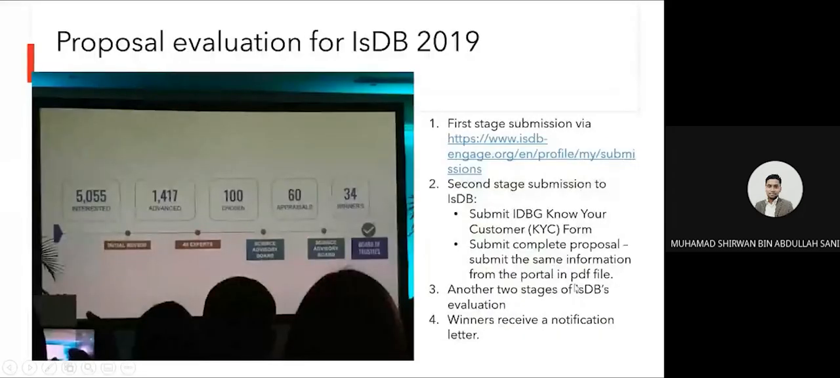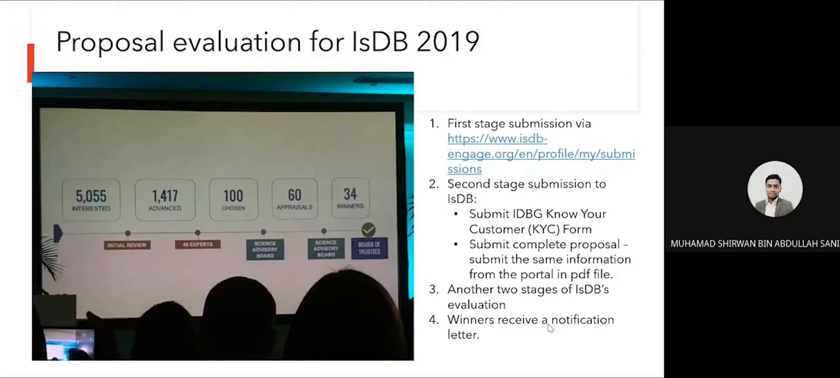Okay, and then if you are lucky, you will get 2 stages of ISDB evaluation. This one they will not tell you, but afterward, those winners, the 34 winners, will receive an email stating that you have been selected as the winner. Okay, so this is in the case of ISDB 2019.